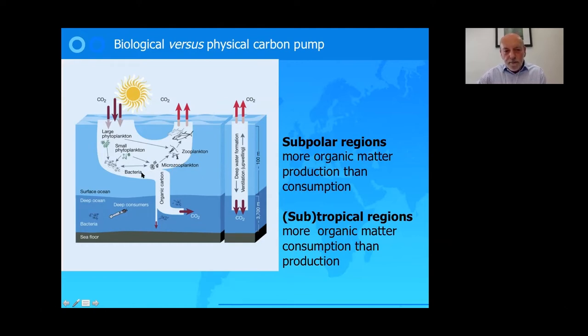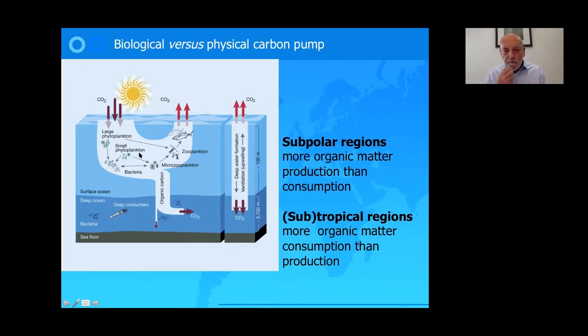And only about 10 to 30% of what is fixed by this phytoplankton, in terms of carbon dioxide converted to organic carbon, to biomass, is exported into the deeper layers of the ocean below 150 meter depth. Only 10 to 30% of this organic material is really leaving the euphotic layer, and there in the deep sea, all the deep sea animals are really depending on this organic material flux, where it is slowly remineralized. And this is the so-called biological carbon pump.